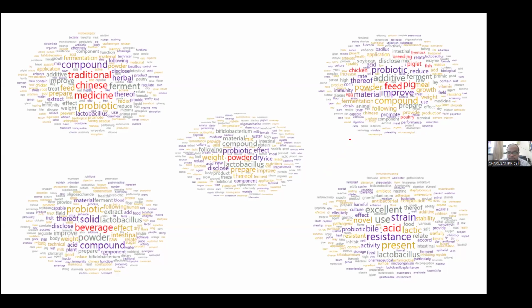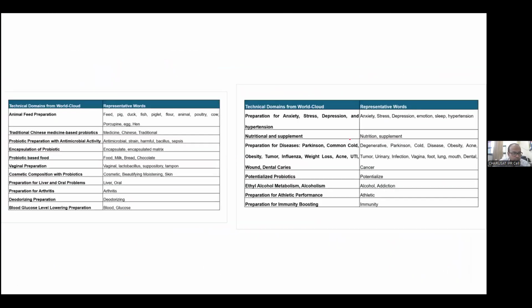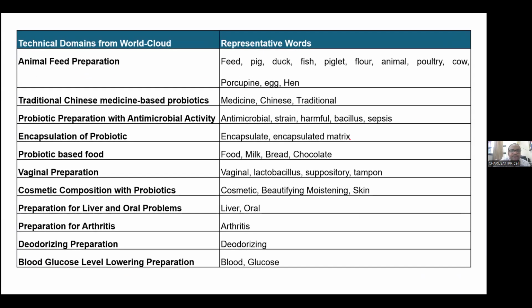So this is called text mining. So these are actually the groups I have listed here in my search. Let's say this is the animal feed preparation. How did I come to the conclusion that this group is all about animal feed preparation? In this cluster, I can see words like feed, pig, duck, fish, piglets, and all. This is about traditional Chinese medicine, because there are common words like medicine, Chinese, and traditional.